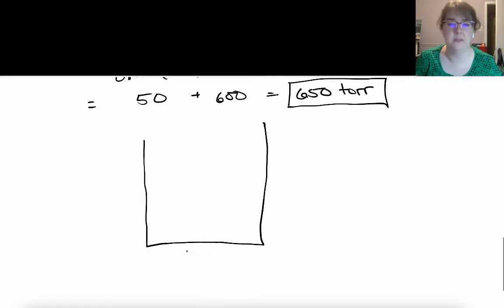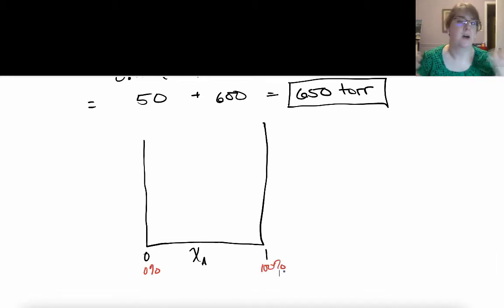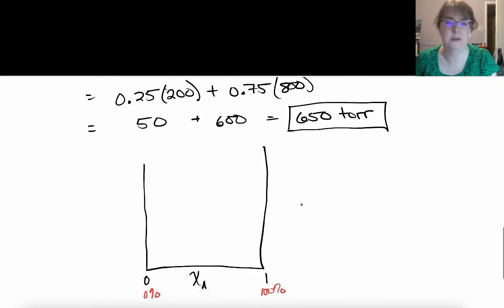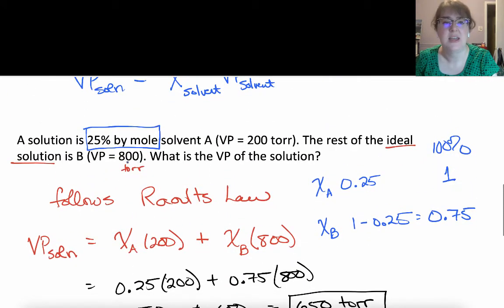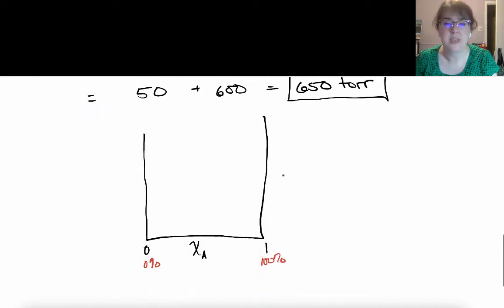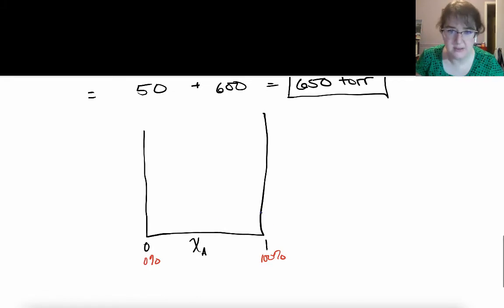So on this graph, I'm going to graph the mole fraction of A. That's going to go from 0 to 1. You can pretend that this is actually a percentage, that this is 0% and this is 100%. All I'm doing is multiplying that by 100%. That's one of the beautiful things about fractions and percentages, is that they interchange very easily. Because I'm going to use the same solutions we just talked about, one of the things that the problem told me is that the vapor pressure of my solvent is 200 torr.